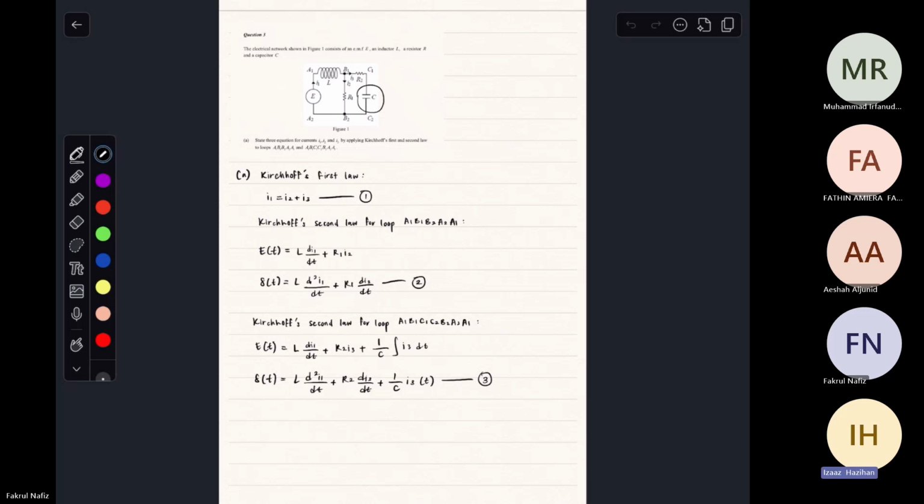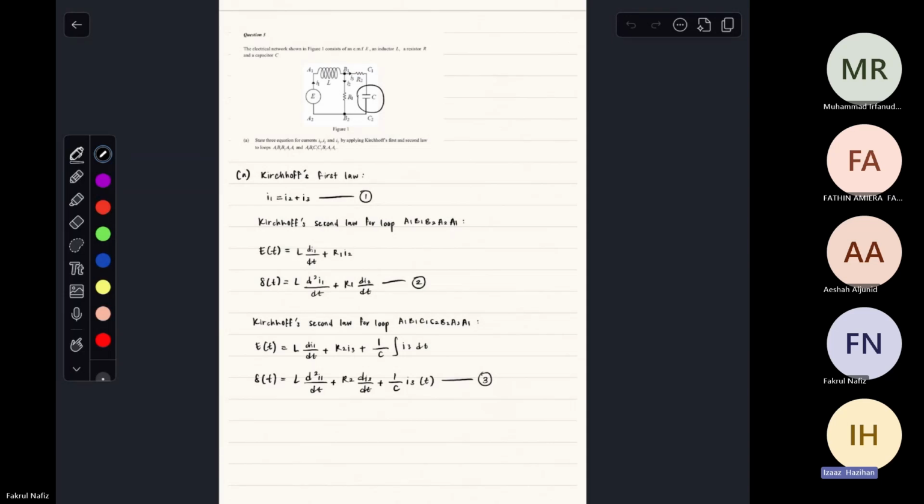The first one, we're going to create the equation for A1, B1, B2, A2, A1, the inner loop. So the equation is going to be Et equal to, and when we see the current, it goes through the top side first, so it's through the inductor. So it is L di1 over dt, and moving to I2 in the loop, plus R1 I2. So Et equals L di1/dt plus R1 I2. We differentiate the equation and it becomes: dEt/dt equals L d squared I1 over dt squared plus R1 di2 over dt. So it's the second equation for this question.